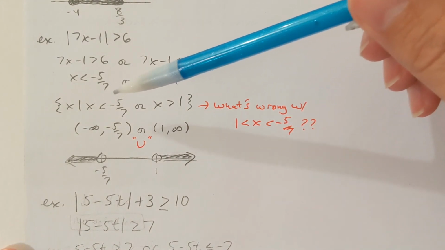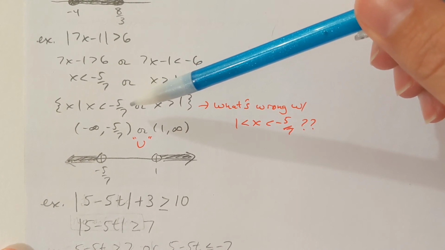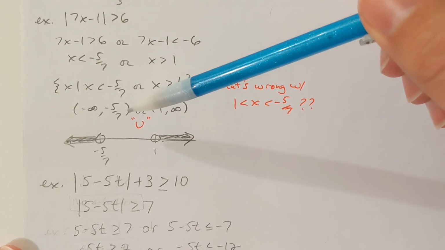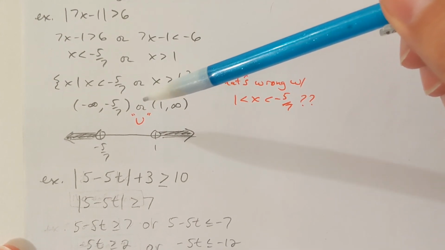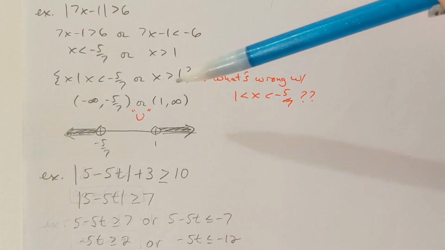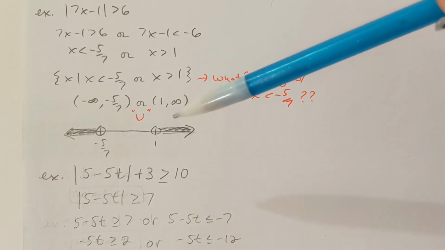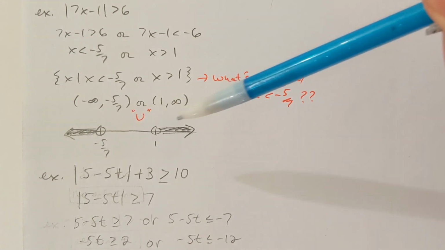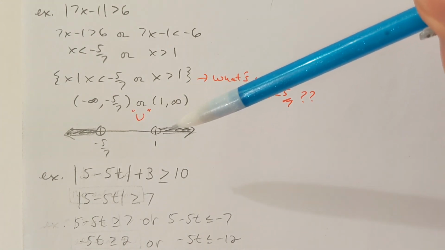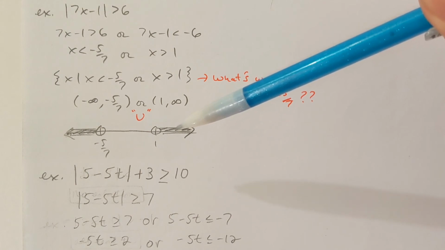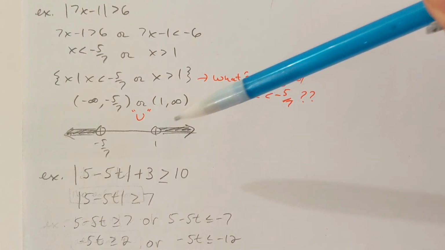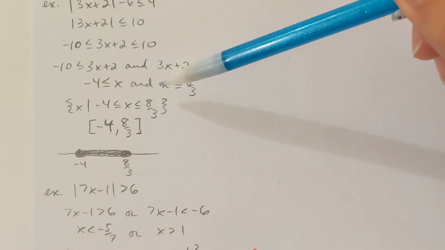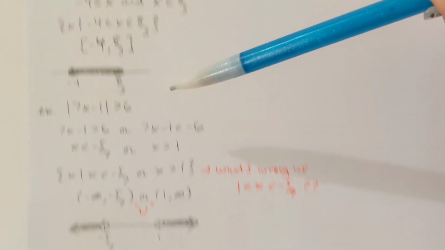So the set of all x such that x is less than negative 5/7, or x is greater than 1: negative infinity to negative 5/7, or union, 1 to infinity. Now on the number line, I would have two numbers, and I'd be shading in opposite directions. That always happens whenever the keyword is or. Whenever the keyword is and, you have two numbers and you're shading in between.